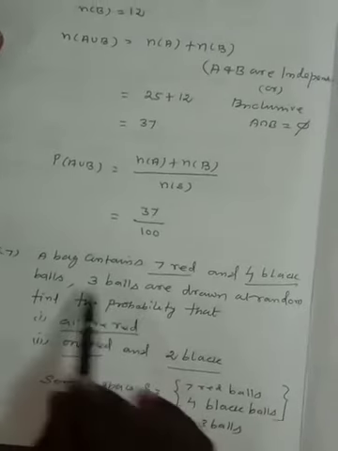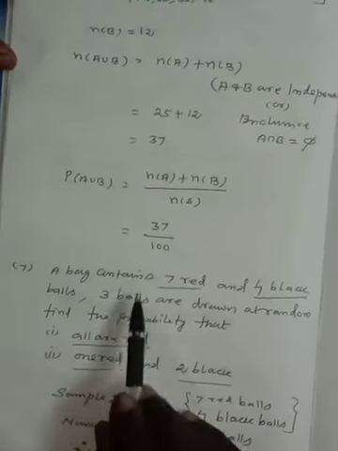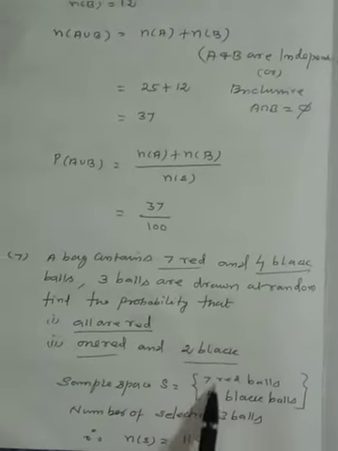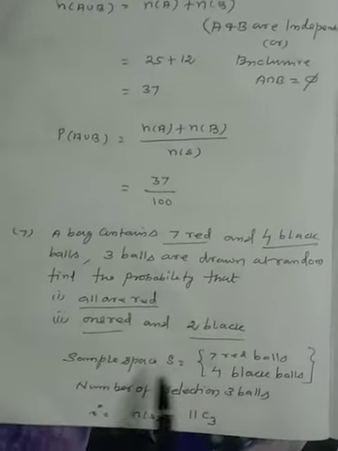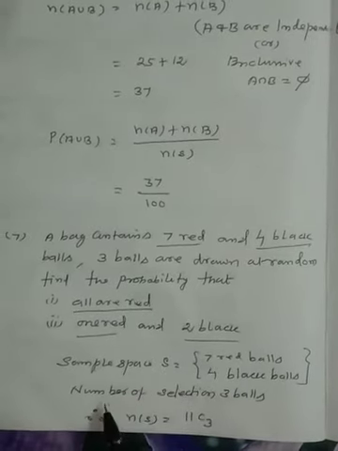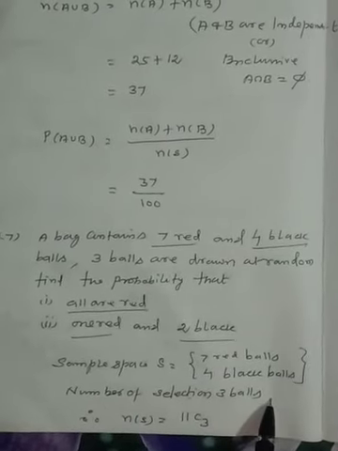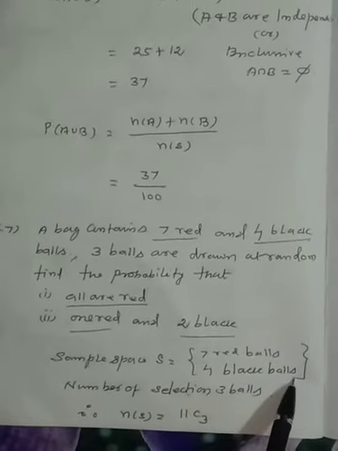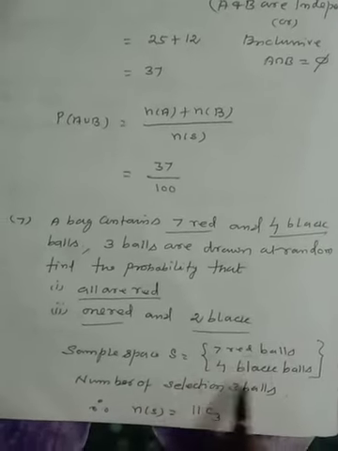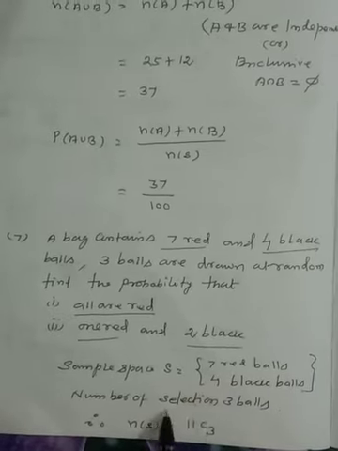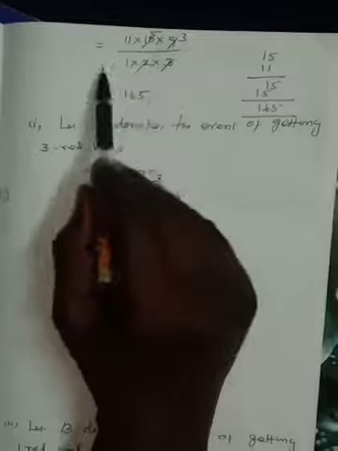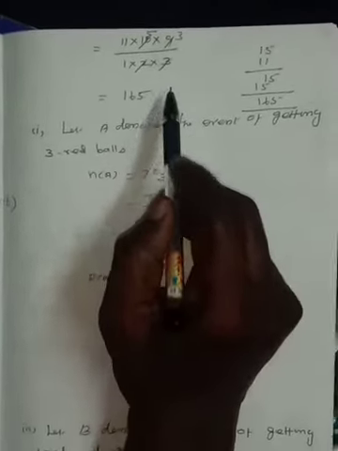First, by the given instruction, the total number of balls is 7 red and 4 black balls, which is the sample space S. Number of selections of 3 balls from the red and black balls: first, the total number of balls is 11, selected by 3. So, 11C3 equals 11 into 10 into 9 divided by 1 into 2 into 3. Cancelling, we get 165.